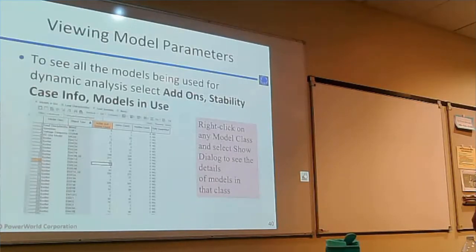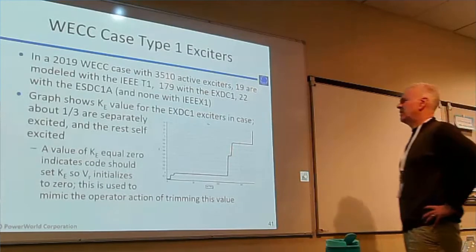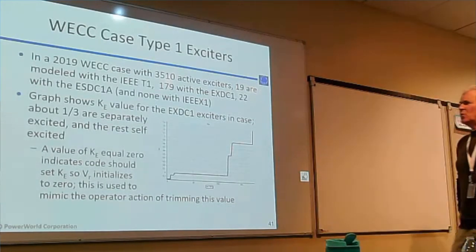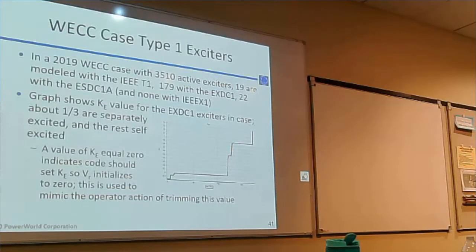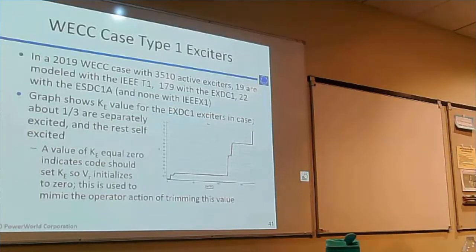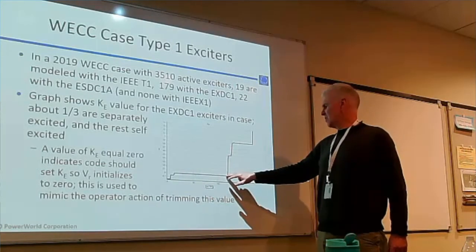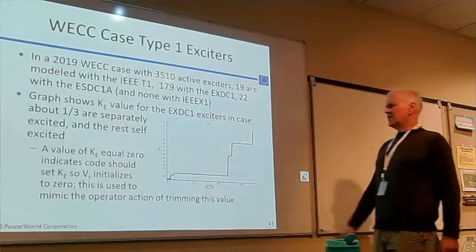So we did that. I showed you how to view the model parameters. In a 2019 WCC case with 3,510 active exciters, 19 were modeled with an IEEE T1, which is old, 179 with the EXST1, and 22 with the ESDC1A. So about 5% are represented with some variation of an IEEE T1. This shows the KE values for the EXDC1 exciters. About 2/3 have a KE of 0, and about 1/3 have a KE of 1.